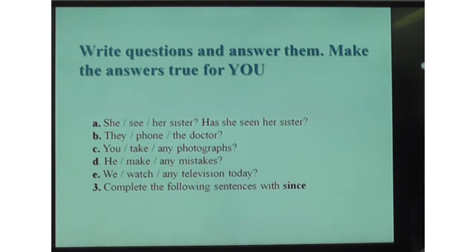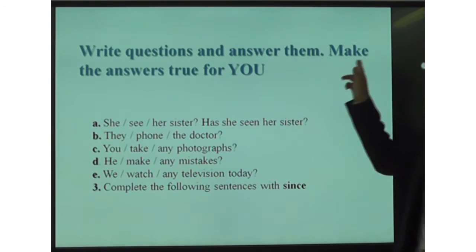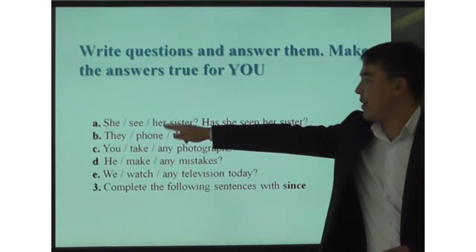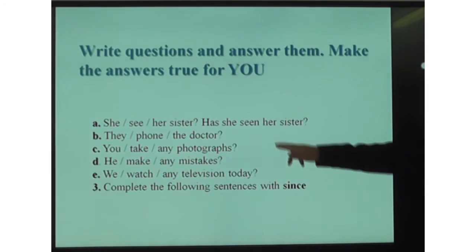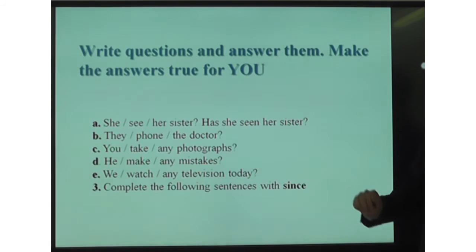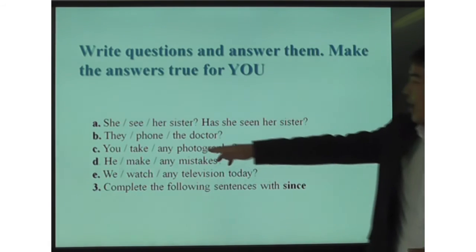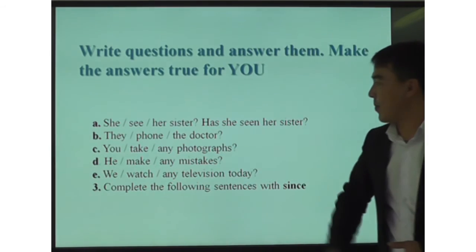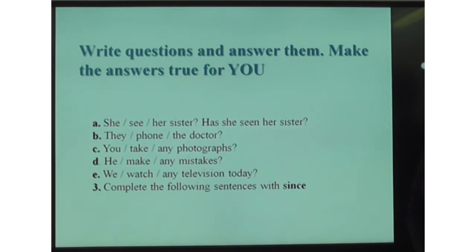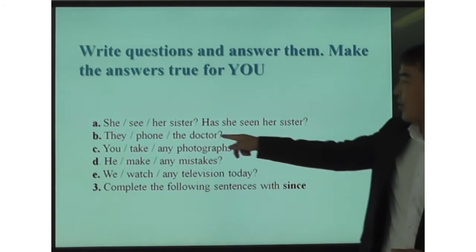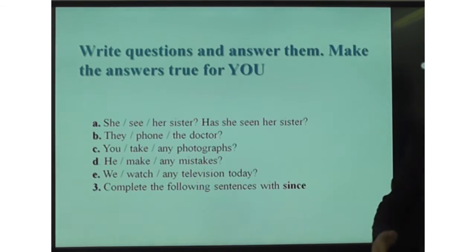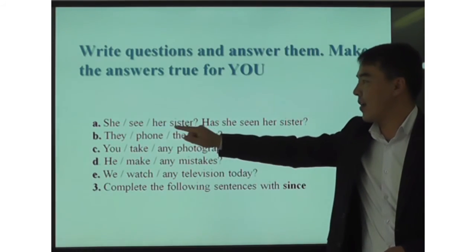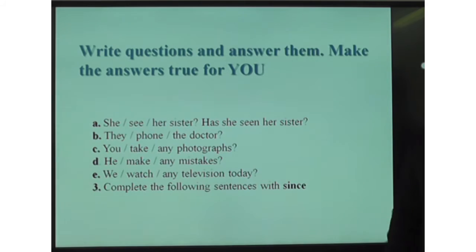Now write questions and answer them. Make their answers true for you. Now students, you should write your questions and answer them. For example, she saw her sister, and then you have to write the question: Has she seen her sister? For example, they phoned the doctor. How will it be in the present perfect tense? You can change this sentence into the present perfect tense. And let's make a question: Have they phoned the doctor, right?